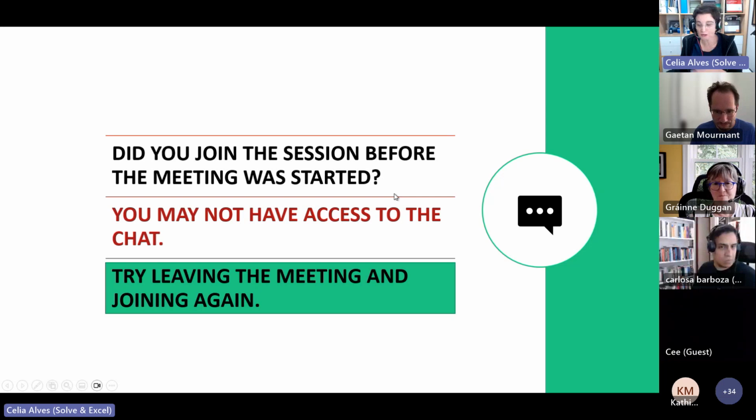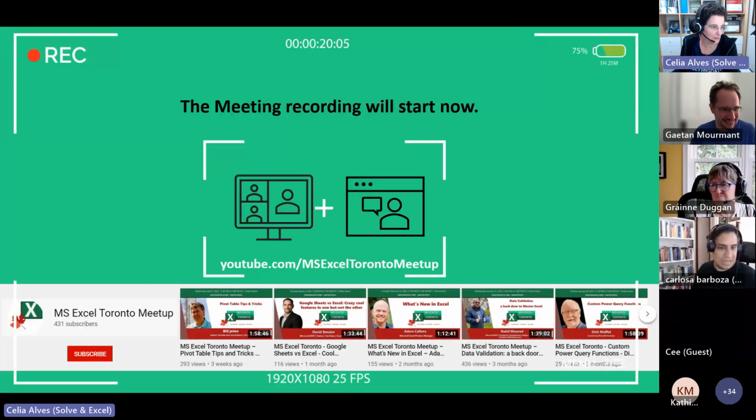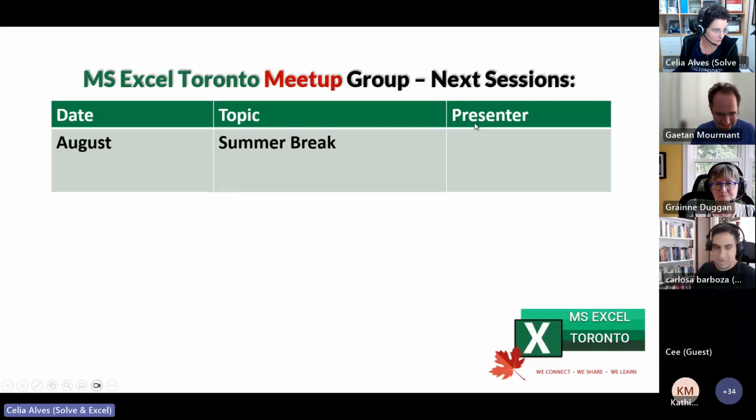If you have any trouble, the troubleshoot technique is the oldest one in the IT world: just turn off and then come back, turn on again. That's the way to solve things with Teams, especially if you are having troubles with chat or anything like that, okay? And the recording will be in our YouTube channel.